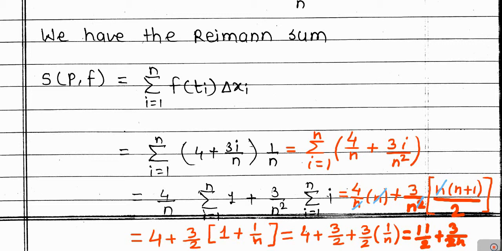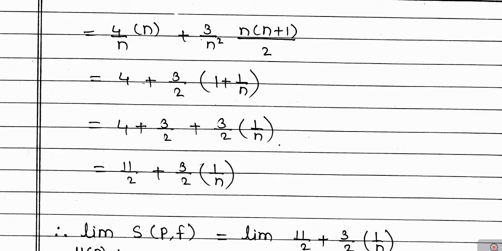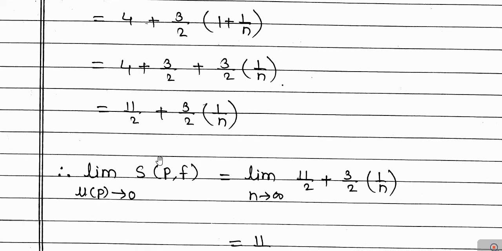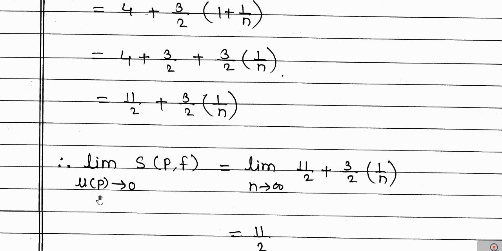So we have obtained this as 11 by 2 plus 11 by 2 plus 3 by 2 into 1 by n. Now we will take its limit as n tends to infinity. So therefore the limit of this Riemann sum as the norm of the partition tends to 0 is the same as the limit as n tends to infinity, since the norm of the partition is this much, which we obtained just now. Okay, so the limit of this quantity as n tends to infinity.